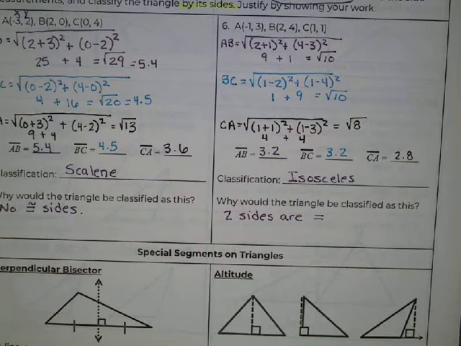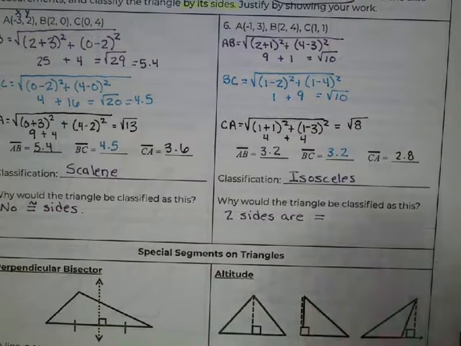If you want to check that number 6, I didn't do it in the last video, but if you've worked it out now and you want to check to see if you got it correct, there's my worked out. I said it was isosceles because two sides came out equal.